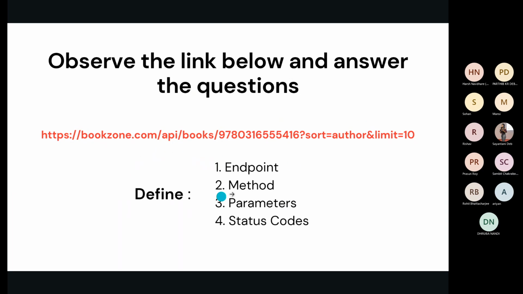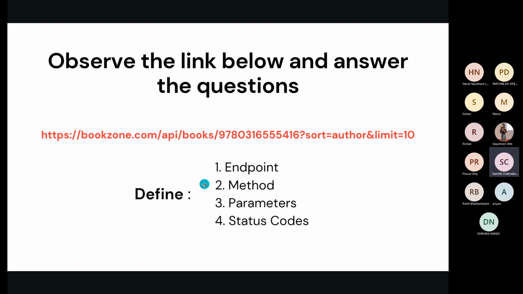Okay, let's define it. First of all, the endpoint here is https://bookzone.com/api/books, before the question mark. That means the ISBN number is what we are getting. This is the main endpoint.